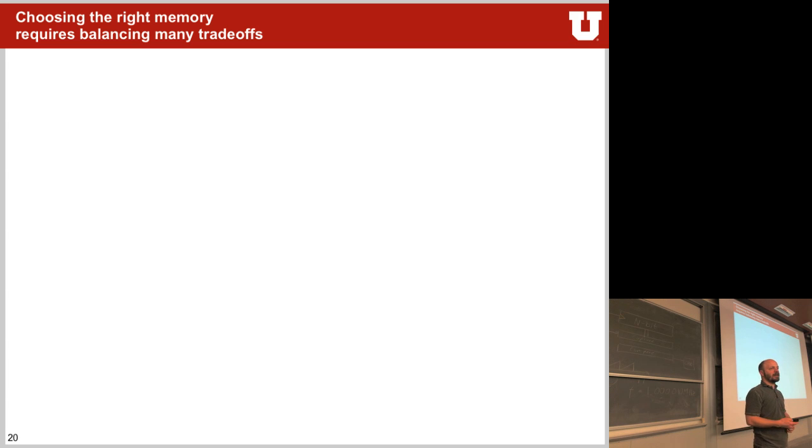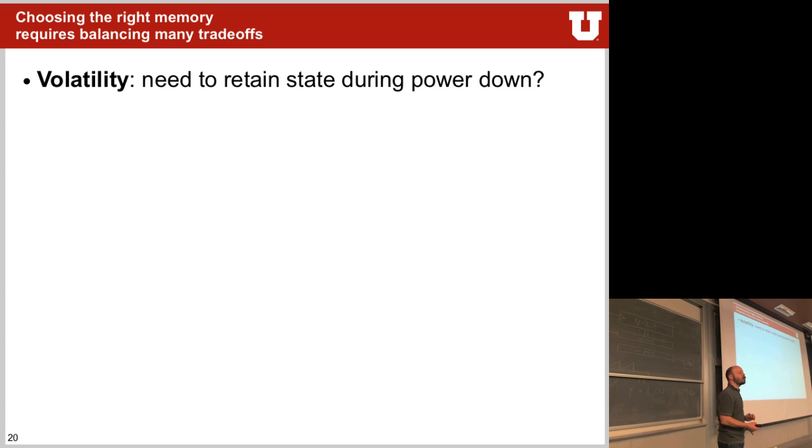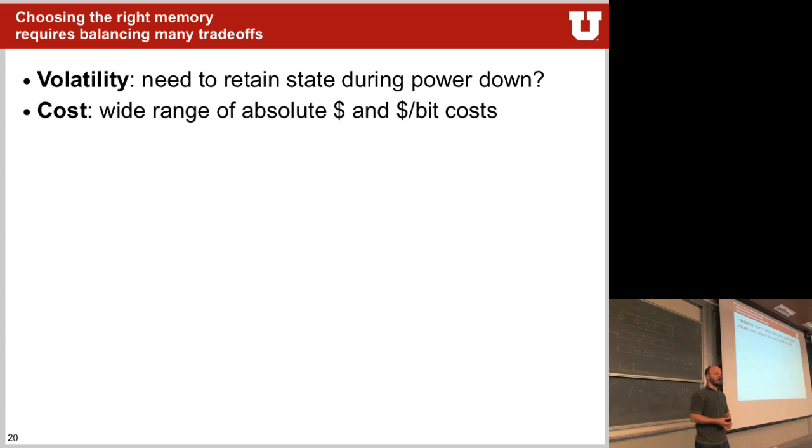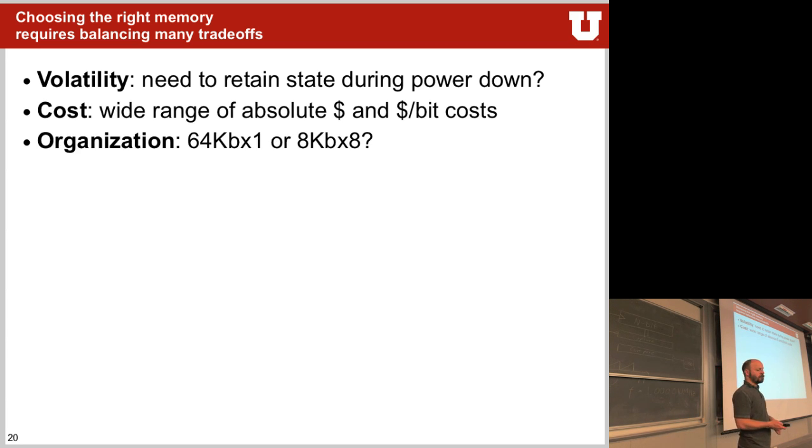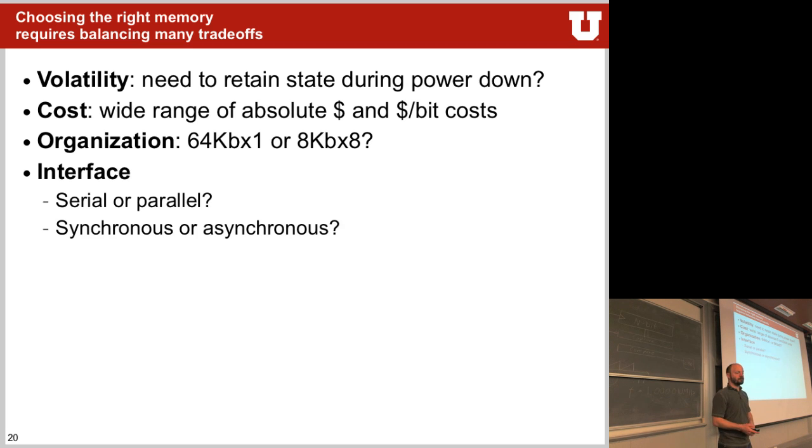So how do you choose a memory for your different applications? Well, there are a lot of different objectives that you have to look at. Of course, volatility. Do you need the data when power is gone or not? Cost, how expensive is it? Organization, is it a 64K by 1 bit, or is it an 8K by 8 bit, or other architectures that can be there? Yes? Is that a reference to alignment? We will look into it. It's in how the architecture of your memory block is.